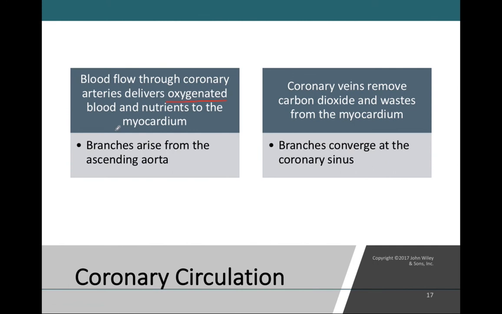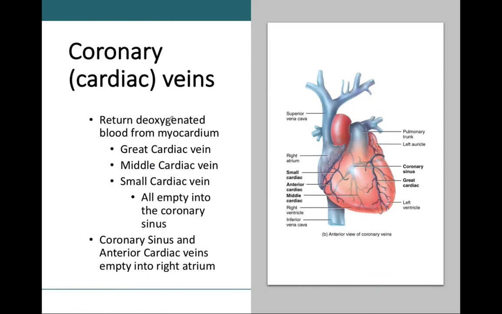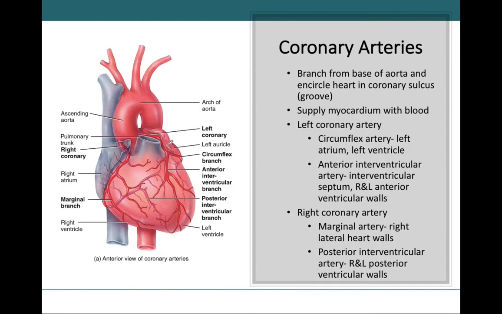out to the actual walls of the heart, and the coronary veins are going to take the waste products and the carbon dioxide from the myocardium, and bring those back to the coronary sinus, which will eventually bring that blood back into the right atrium. So I have all of the coronary arteries shown on this slide, and we'll find all of the coronary veins on this slide. So we're going to go over the ones that I need you to know.